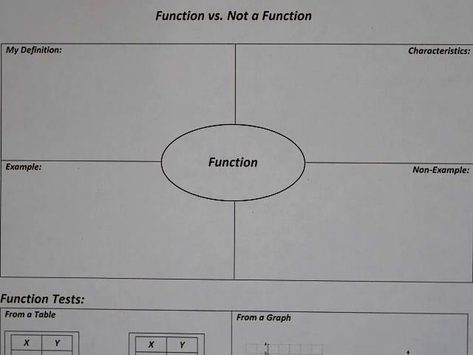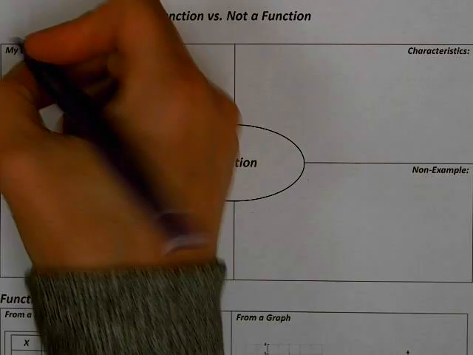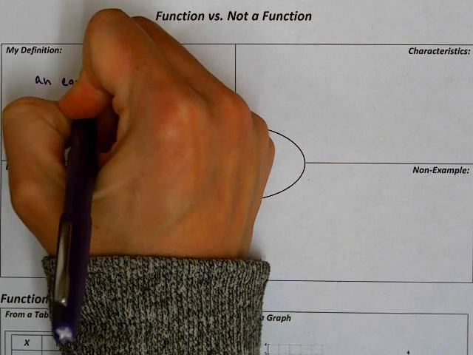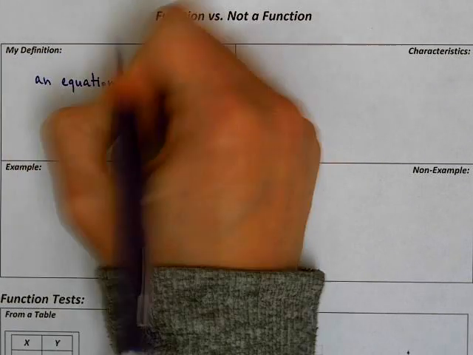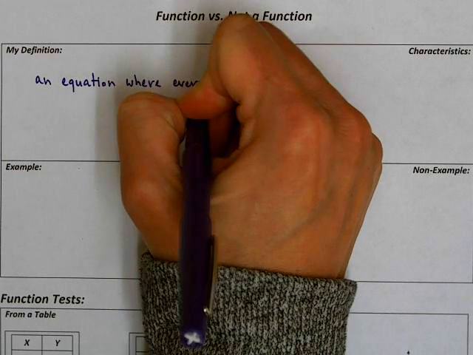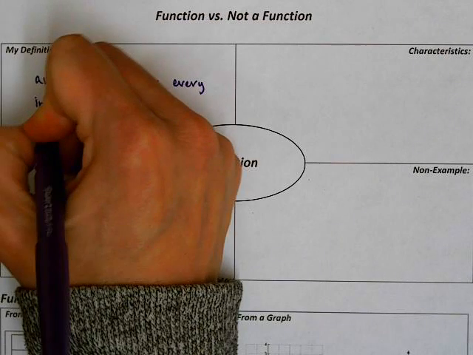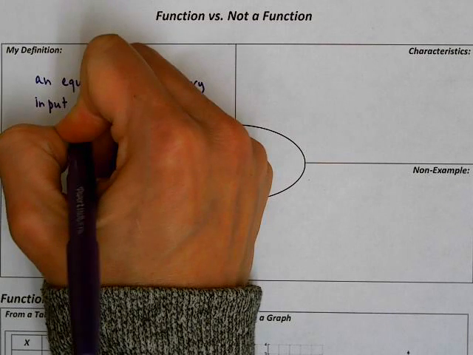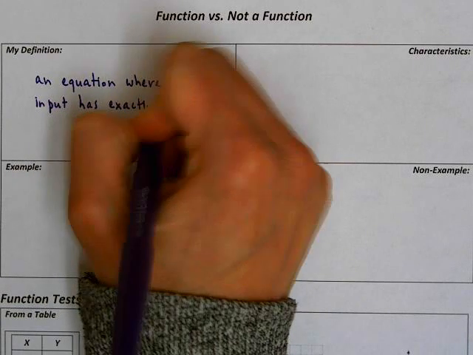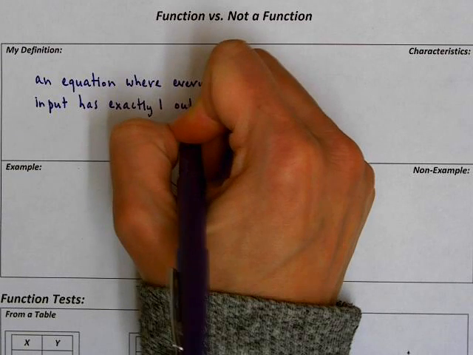So a basic definition here, and then we'll go through it in more detail, but a basic definition of a function is an equation where every input has exactly one output.